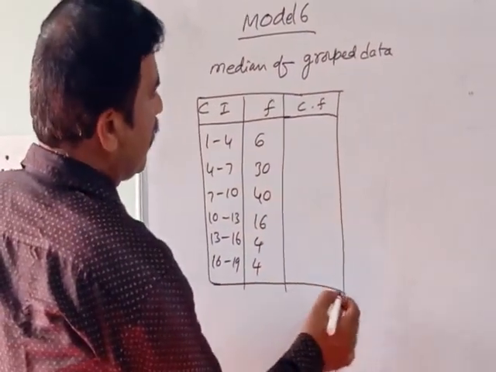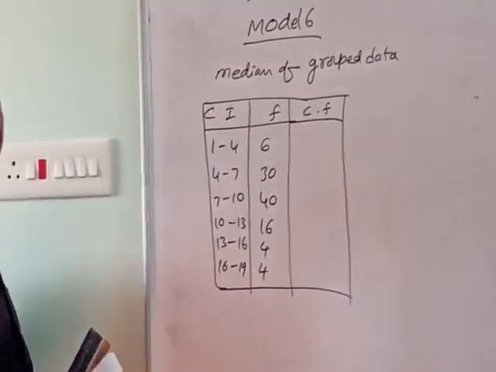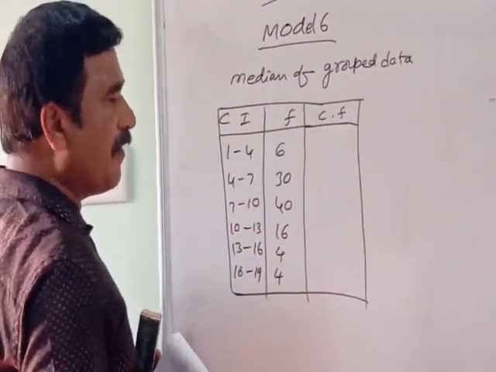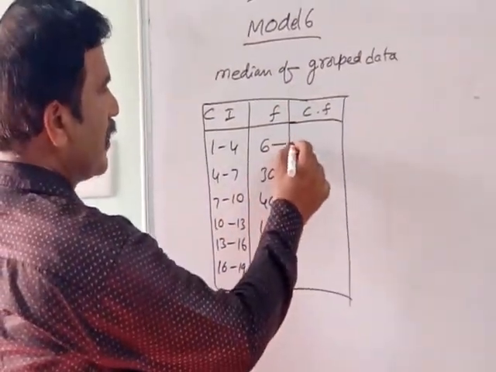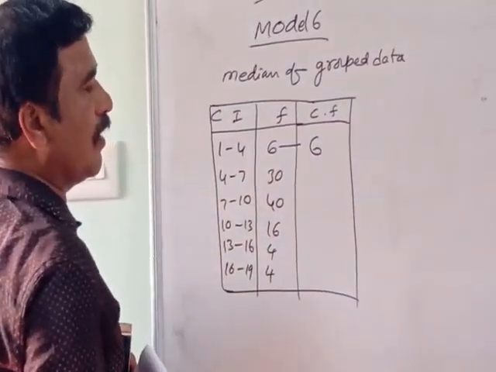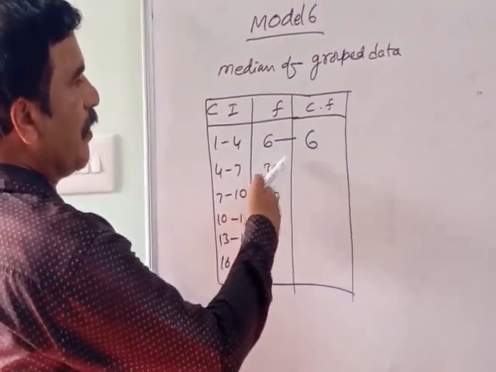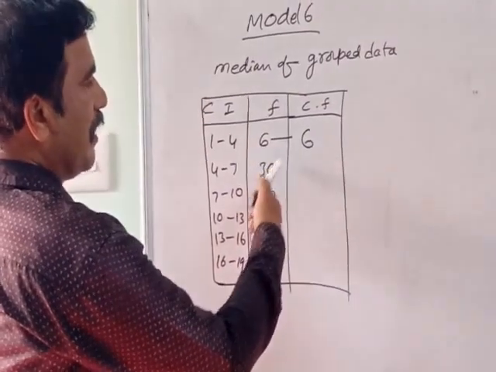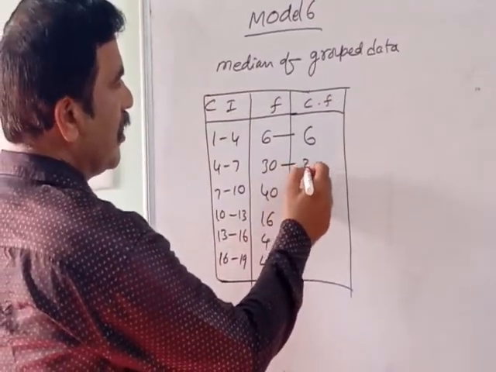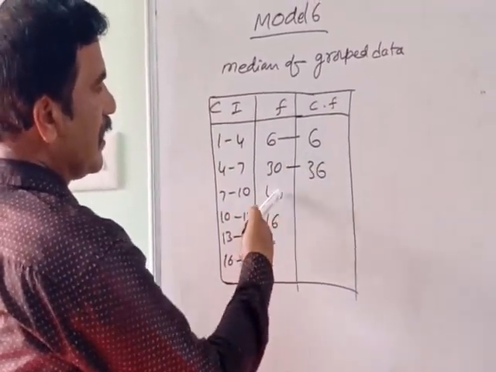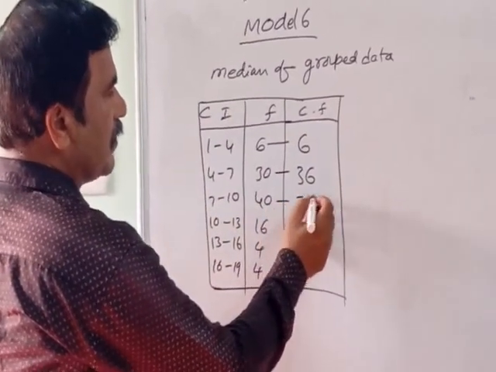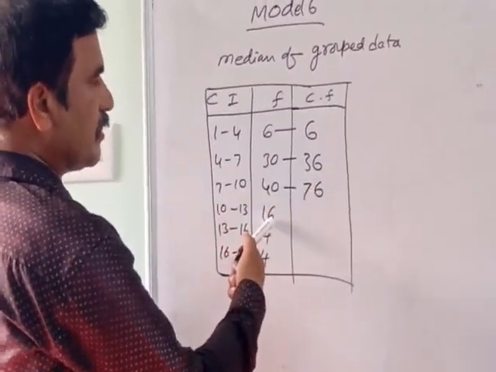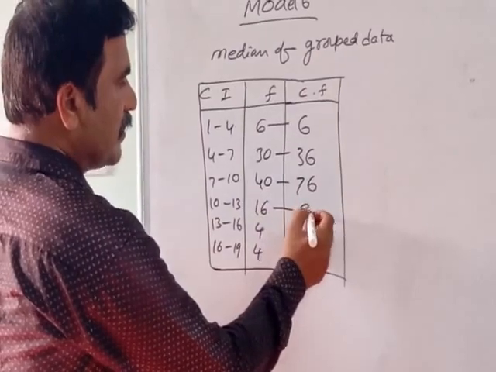Now cumulative frequency. Cumulative frequency is nothing but adding frequencies. The first one is 6 only, so you must write 6 only. Now add the second value to this, that means 6 plus 30, it is 36. 36 plus 40, it is 76. 76 plus 16, it is 90.